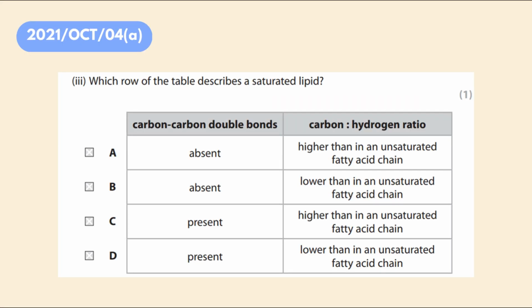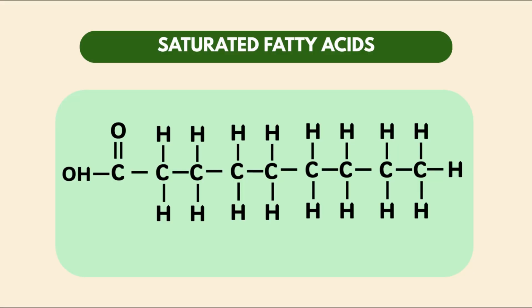The next question is from October 2021, paper 4A. This is a very common and well known past paper question, so it's important to understand it clearly. In this question, they are asking about a saturated lipid. Please keep in mind that the focus is on saturated fatty acids. They are asking about carbon-carbon double bonds and the carbon to hydrogen ratio.